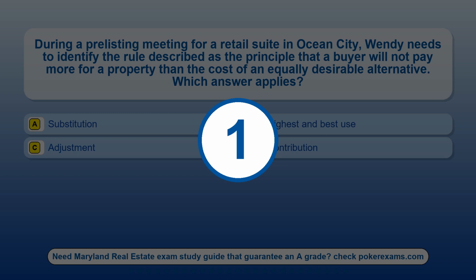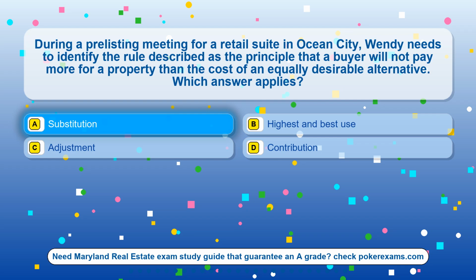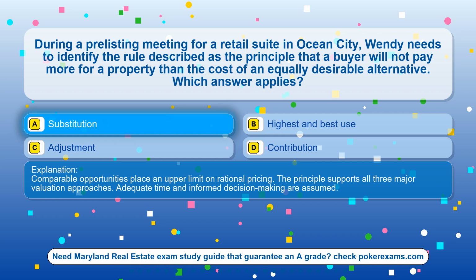The correct answer is option A, substitution. Comparable opportunities place an upper limit on rational pricing. The principle supports all three major valuation approaches. Adequate time and informed decision-making are assumed.